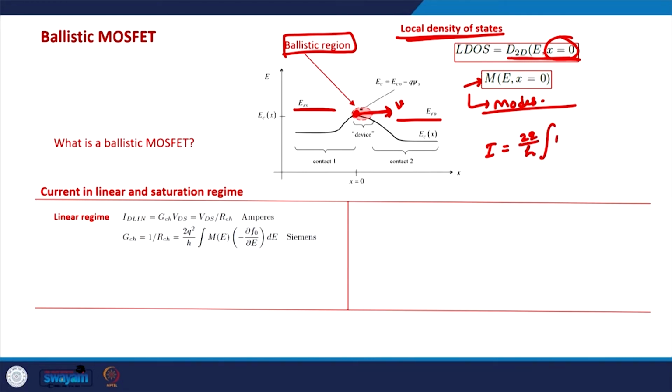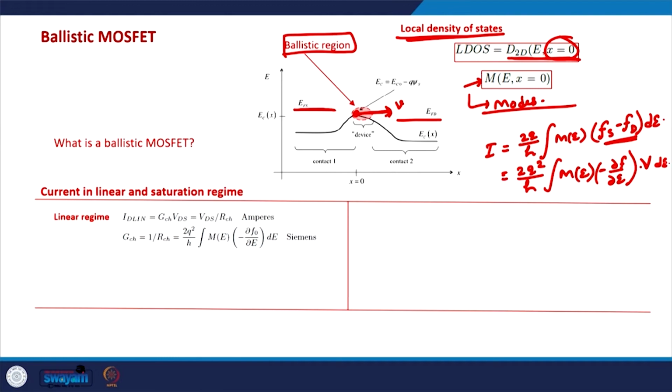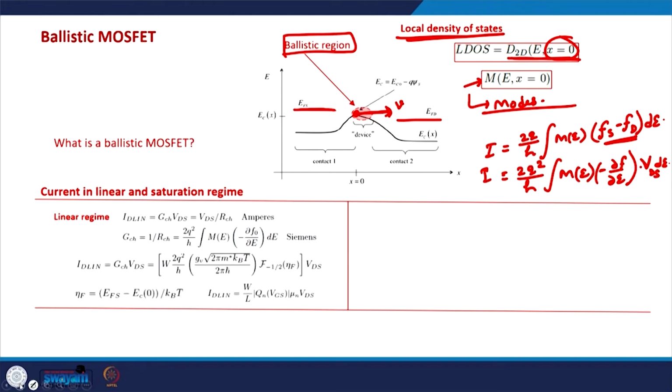Q by H, T E, this is the general expression of the current, and in the linear regime the applied voltage is very small. So, in that case this Fs minus Fd can be approximated by minus del F by del E times Q times V. Q we have already taken outside and only the V is there, where V is the VDS in this case, which is the voltage between the drain and the source.